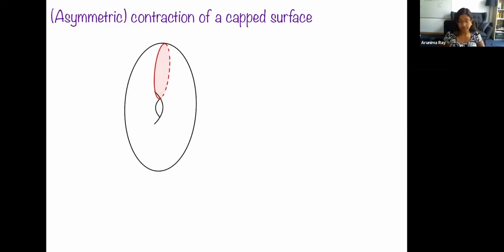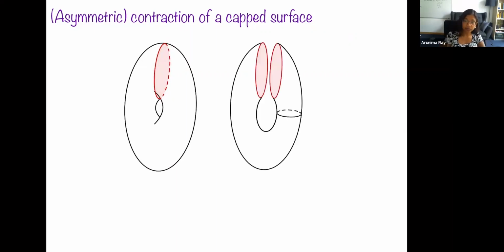It's going to split open. And then I'm going to cap off those two new boundary components with two copies of that disk of the cap. So this is what I'm calling asymmetric contraction. Sometimes this is also called surgery. It's a word that's used too often, so I'll stick to contraction. So I hope it's clear from this picture that the result of this operation is an S2. So I started with a T2 and I produced an S2 after asymmetric contraction along this cap.